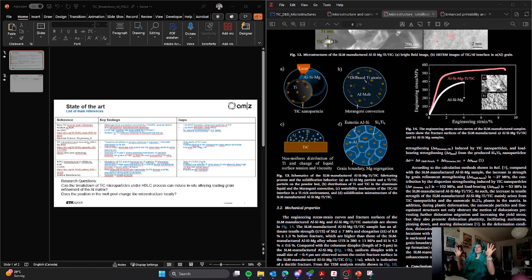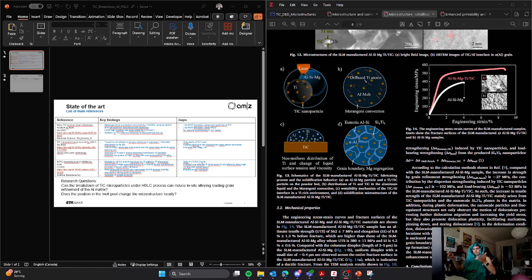So 3 papers have been read. The first paper was "Nano-titanium carbide-induced refinement of aluminium 2024 by SLM" from Liu in 2022, published in Material Science Engineering.